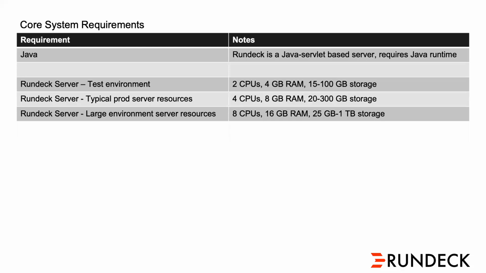So if you're doing a test environment, where you're obviously not going to have a huge amount of load, the minimum is probably 2 CPUs, 4 gigs of RAM, and anywhere between 15 and 100 gigabytes of storage. And the variability there has to do with a couple things. If you're keeping everything on that server, then you might want to err on the higher side.